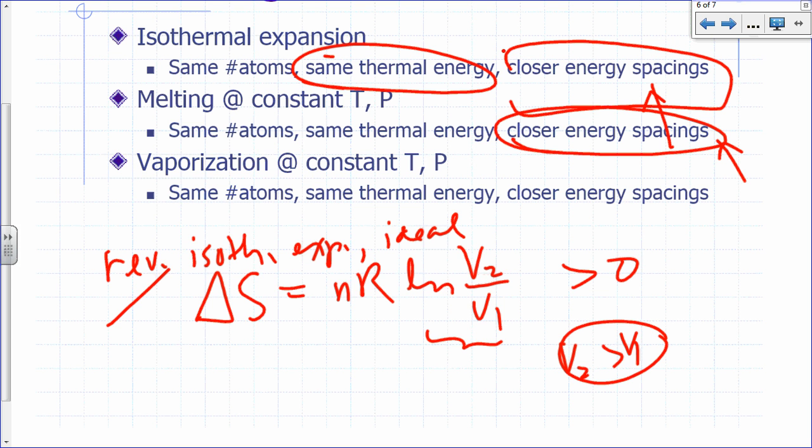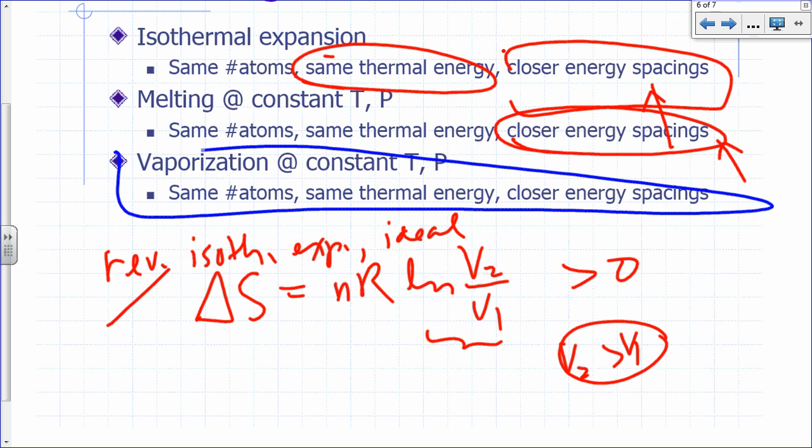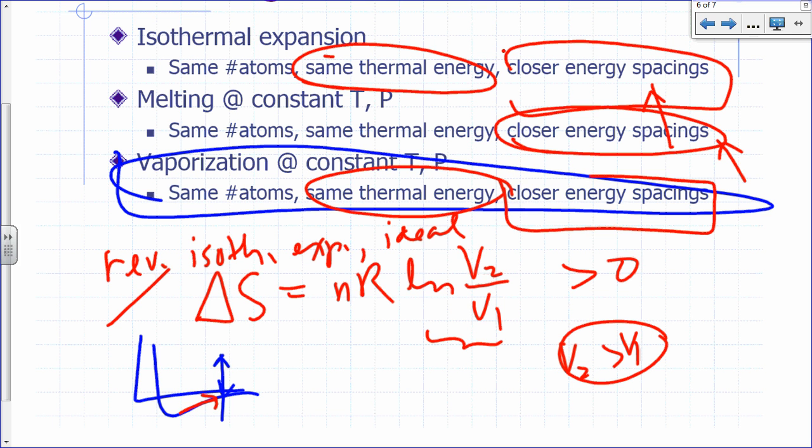Okay. What about vaporization? Again, same thermal energy, right? So the energy that comes in, it's an endothermic process, is used to allow the molecules to attain the same thermal energy with more, but it becomes potential energy. They're allowed to separate more. Remember your intermolecular potential, okay? So if they're able to spread out more, your potential energy rises, okay? For the same amount of thermal energy. So same thermal energy, but you're going to have, again, closer energy spacings.